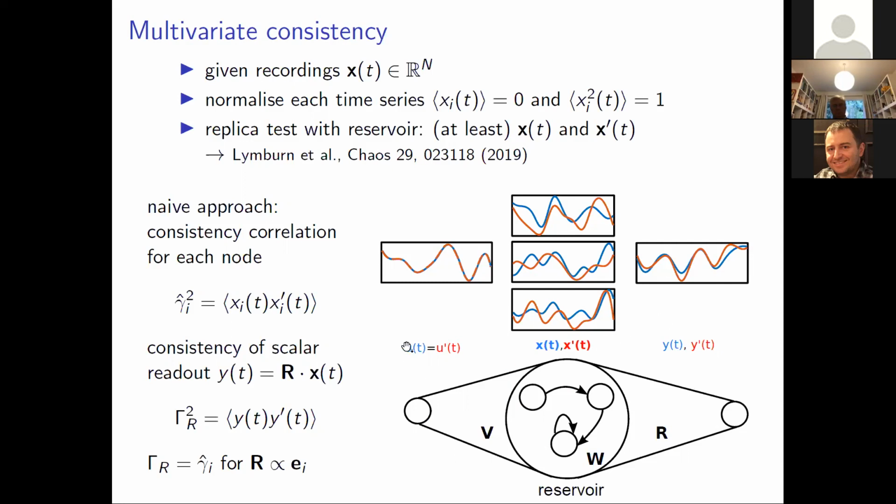Naively, we would say, just look at each node individually and measure this consistency correlation, again assuming the same normalization as before, separately for each node. Fair enough, you get a number of n of these consistency correlations. If we have a readout vector for a certain task, we can measure the consistency in the readout by correlating these. The node consistencies are actually a special case of the readout consistency when we take a readout that just selects an individual component. So the most general case is this directional consistency that we get with respect to a certain readout R.